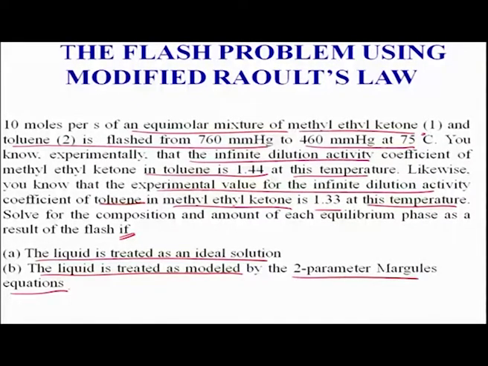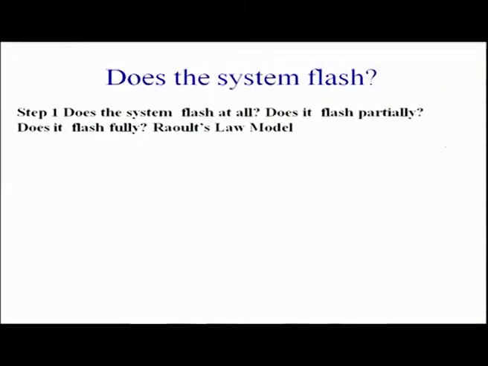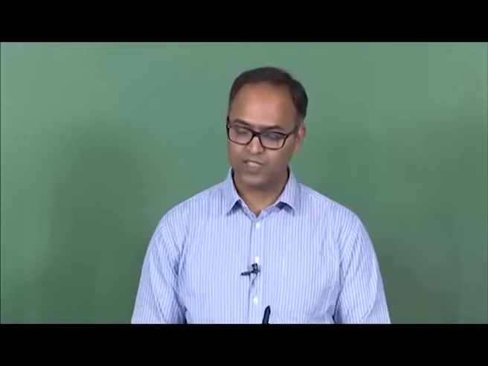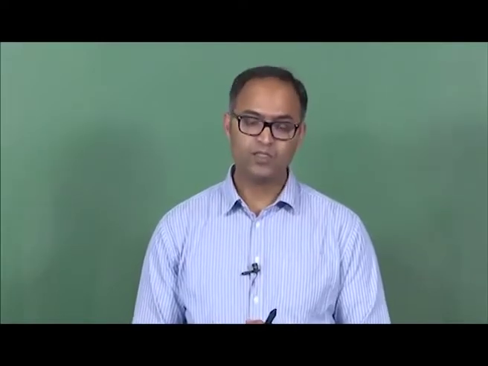So, this is the given statement in the problem. Let us try to solve it and see what we can make use of. Of course, you can maintain the temperature also, but usually temperature will vary. But let us look at this problem again. What it is saying is 460 mmHg at 75 degrees Celsius, that is the condition at the flash state. Now, in order to solve this, you must ask the question: does the system flash at all, does it flash partially, does it flash fully?